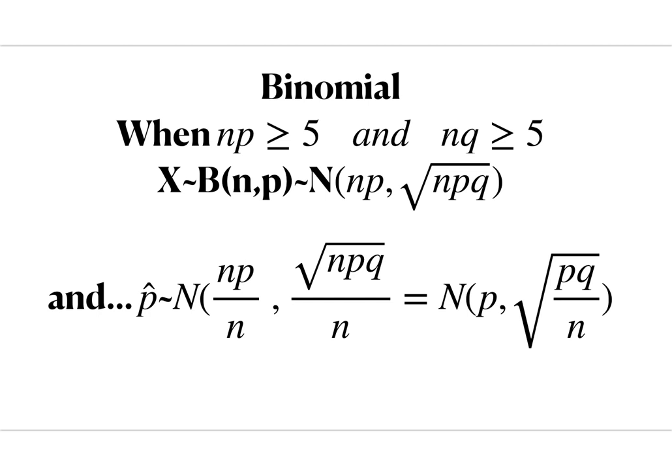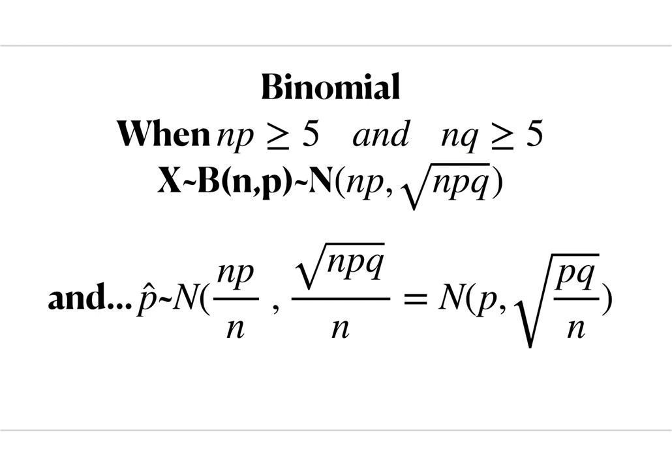So if that's true, then X is approximately a binomial when there's n number of trials and P is the probability of success. If n times P is at least 5 and n times Q is at least 5, that means there are at least 5 successes and 5 failures.